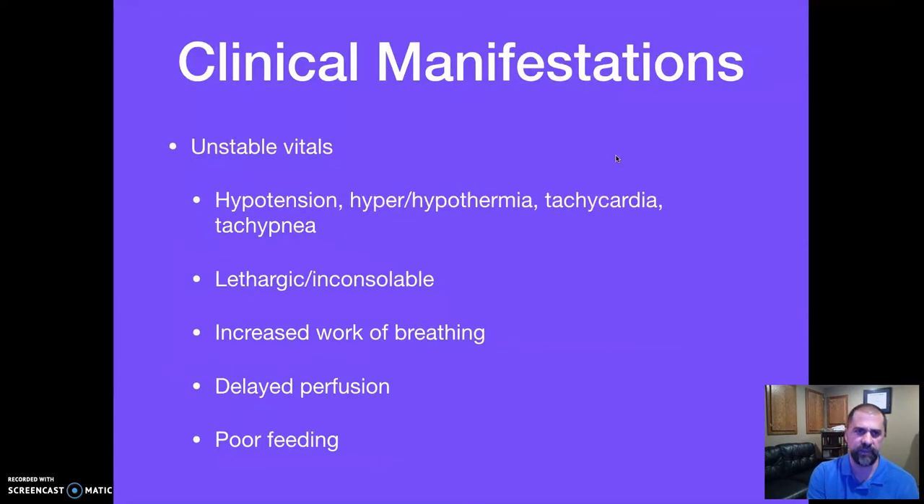What makes the evaluation so difficult is that the clinical manifestations can be very vague and hard to interpret. There's obvious ones like unstable vital signs, hypotension, hyperthermia, so fever, or hypothermia. That's not one we typically think about in older patients. And then tachycardia and tachypnea. Also, if they're lethargic, but they can also be inconsolable as well. You may see increased work of breathing, and for sure delayed perfusion would be concerning. And then if they're also poorly feeding, that may also be a concern.